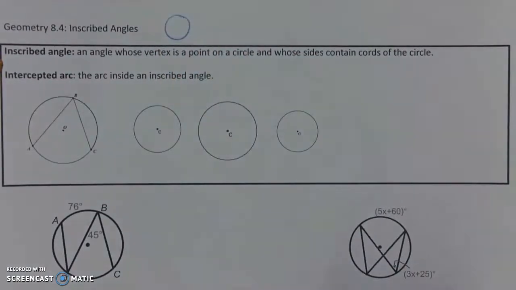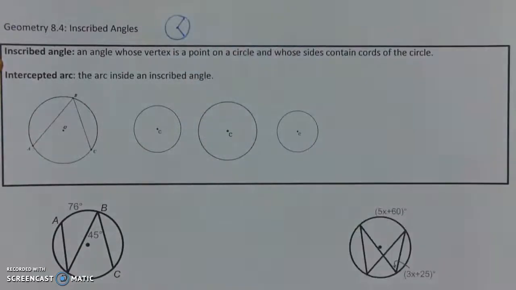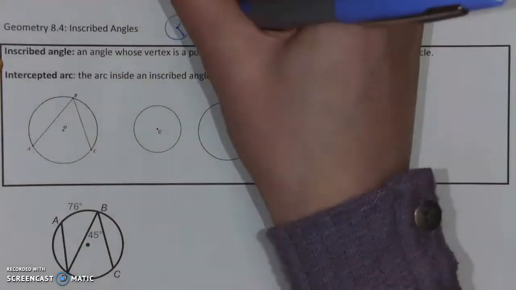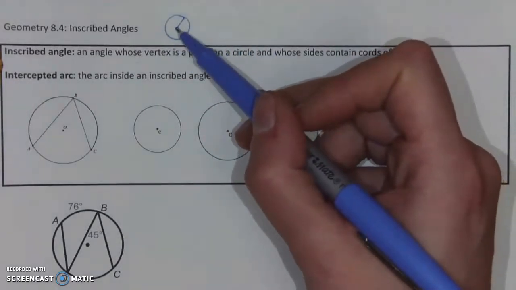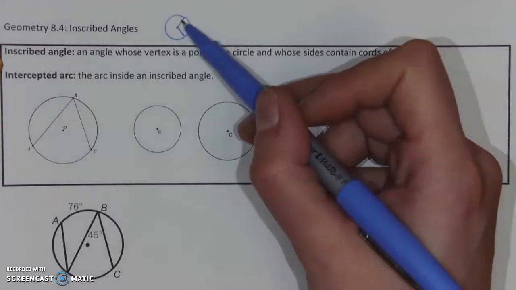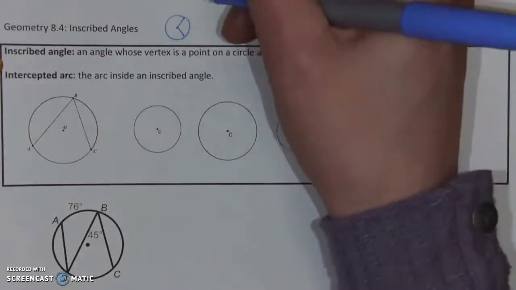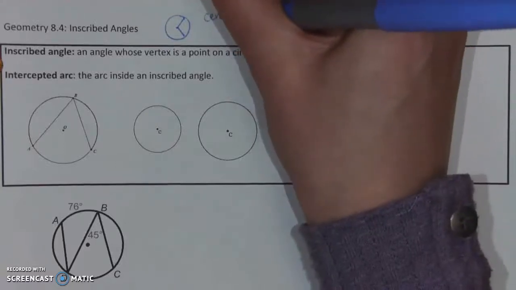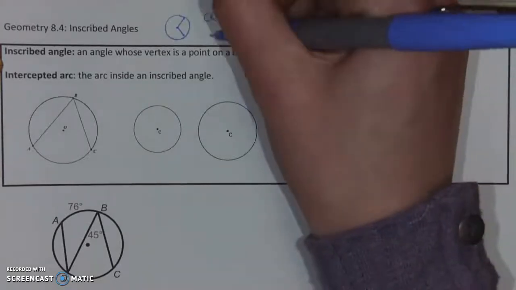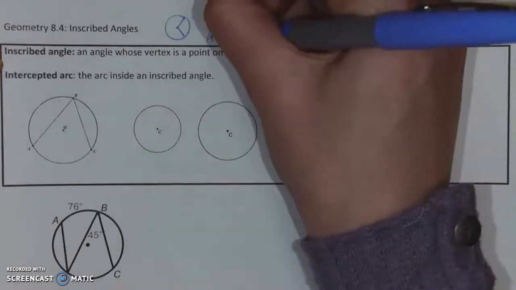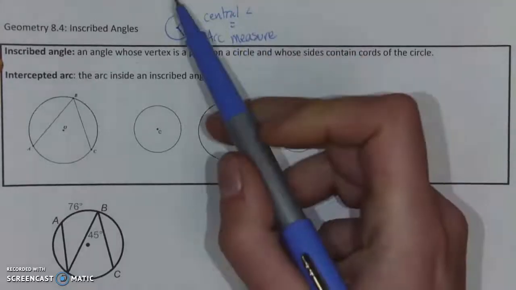When we're talking about a circle, a central angle is an angle whose center is at the center of the circle. So here I have this lovely angle and I have the vertex at the center, so that makes this a central angle. And in a circle, the central angle is always equal to its arc measure, which we can see right here.